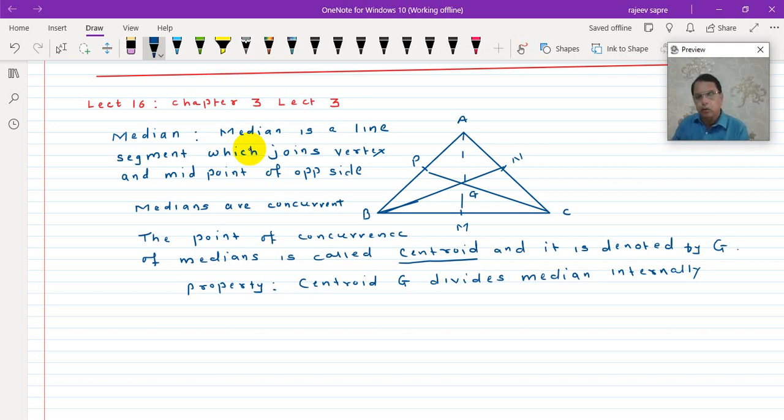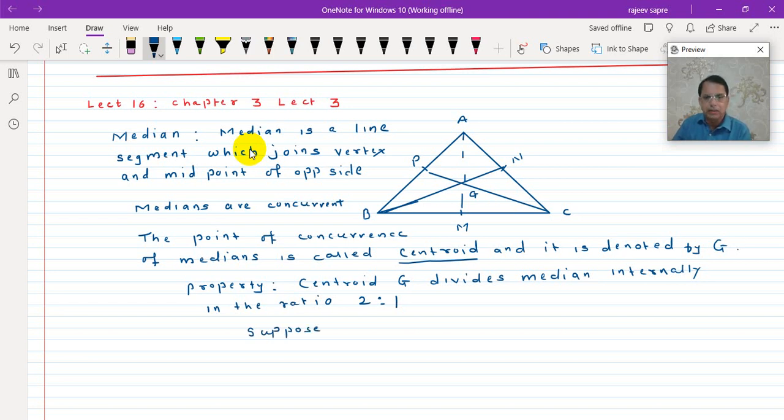See, नंतर तुम्ही मोठे झाल्यानंतर 11वीमध्ये वगैरे शिकाल की there is something called external division, म्हणजे AM या मेडियनच्या बाहेर असलेला पॉईंट G ला डिव्हाइड करतो. पण आत्ता तो विषय मनात घेऊ नका, इंटरनल डिव्हिजन. So internally I am writing, you need not write also. G divides median internally in the ratio 2:1.